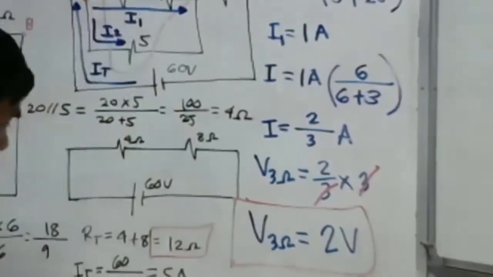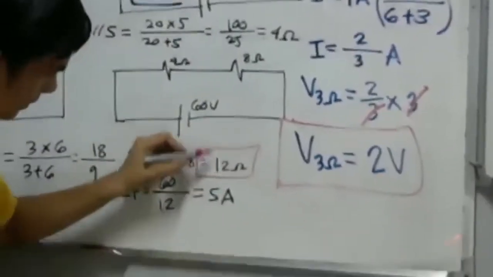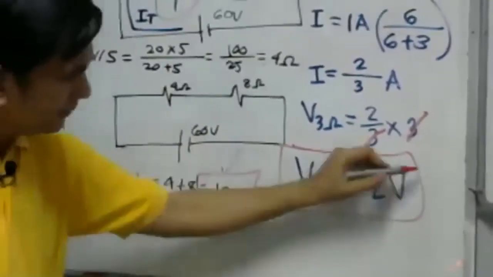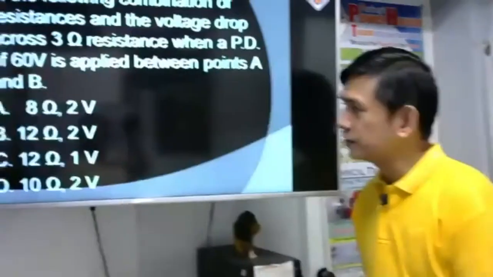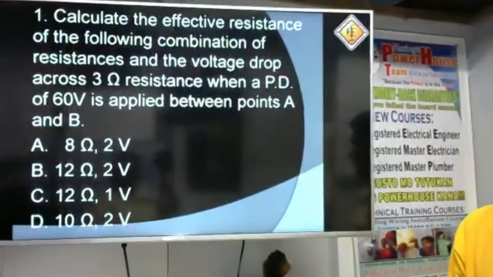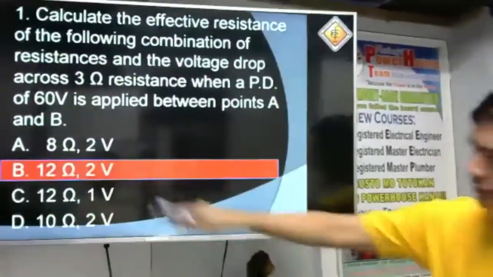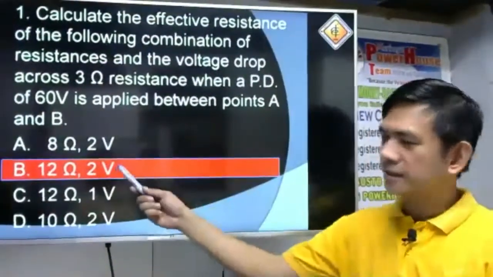Okay, for number 1, we should have 2 answers. We have here 12 ohms and we have 2 volts. What letter is our answer, guys? Please take a look. The answer would be letter B. That's the answer.